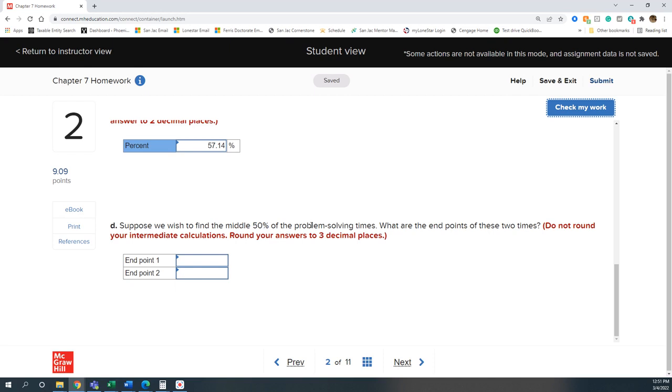Alright. Suppose we wish to find the middle 50% of the problem solving times. Where are the endpoints of these two times? Okay. So when we're looking at these, we're going to be trying to find basically what x is. Now, when we're looking for upper endpoints and lower endpoints, and the middle is 50%, these are usually 0.25. Okay? So now we got to find out what is 25% basically. Again, lower and upper when we're dealing with the middle limits.